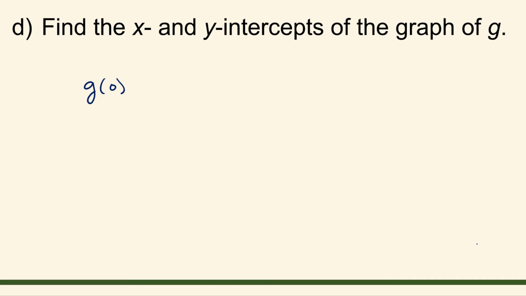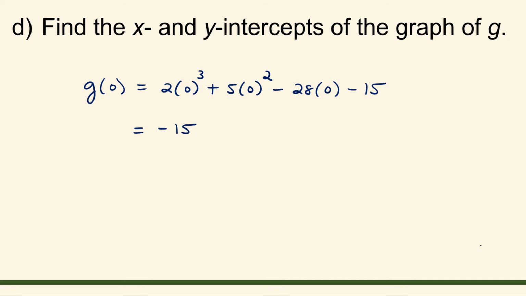To find the y-intercept of function g, we will simply evaluate g of 0. G of 0 will equal 2 times 0 cubed plus 5 times 0 squared minus 28 times 0 minus 15. This is equal to negative 15. Therefore, the y-intercept of the graph of g is at negative 15.